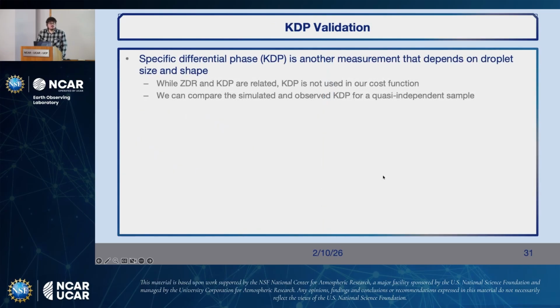We can also perform an additional step in validation, looking at the specific differential phase. And this is somewhat related to the size of droplets that are being scattered in the volume. It's related to differential reflectivity, but they're not exactly the same thing. We also don't include the specific differential phase in the cost function for obtaining the drop size distribution in the first place. And so this seems like at least an additional data point on that validation curve.